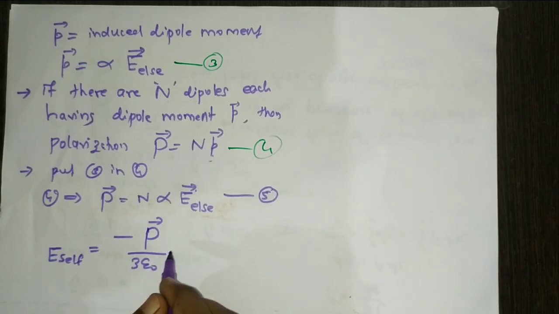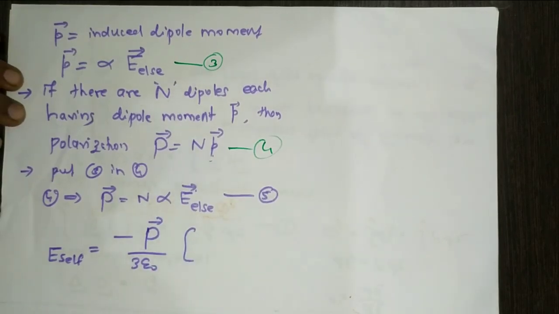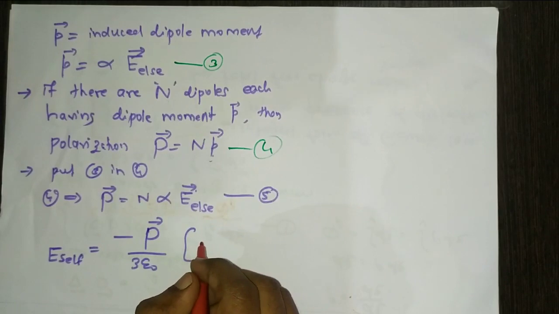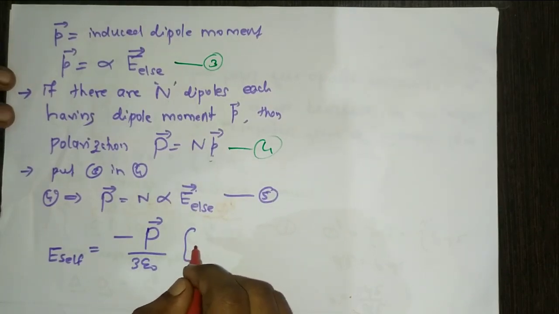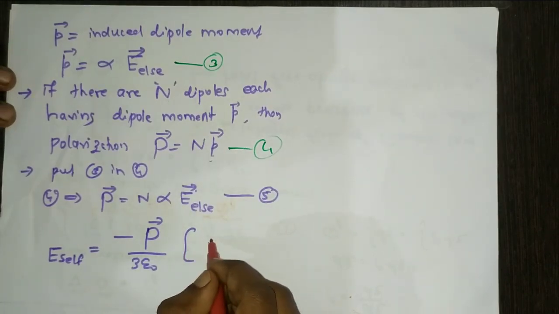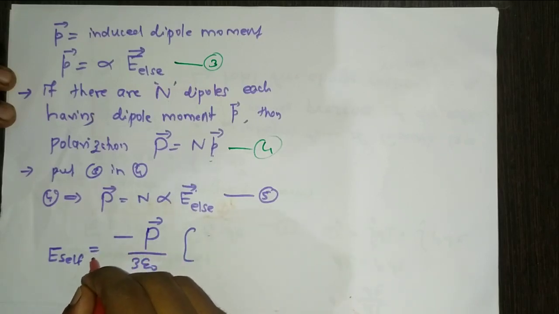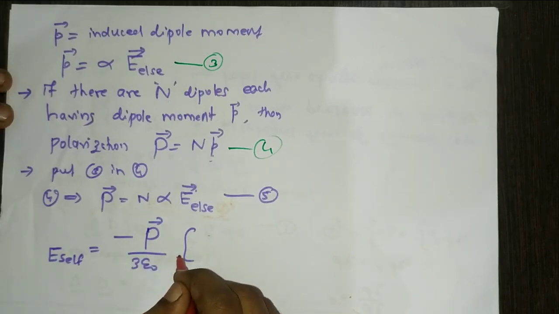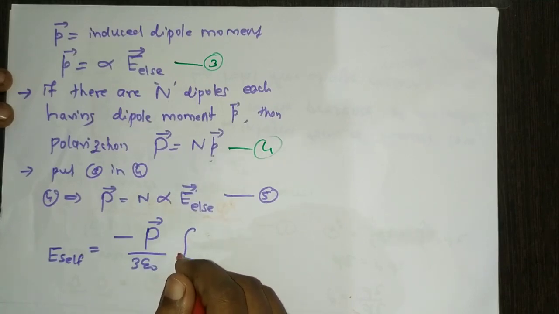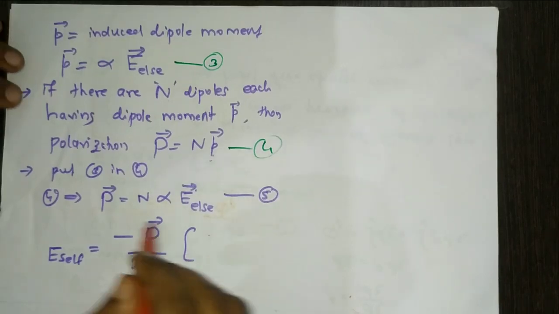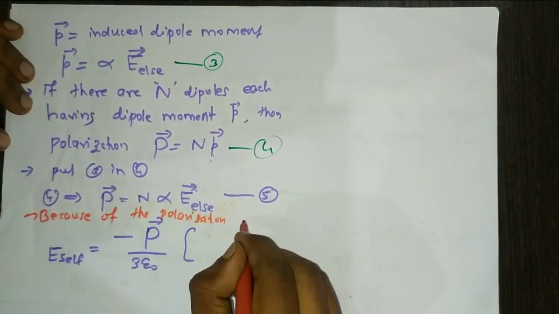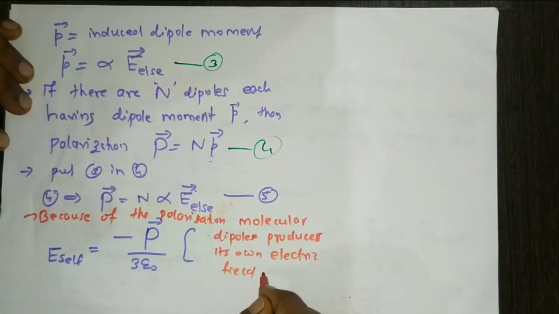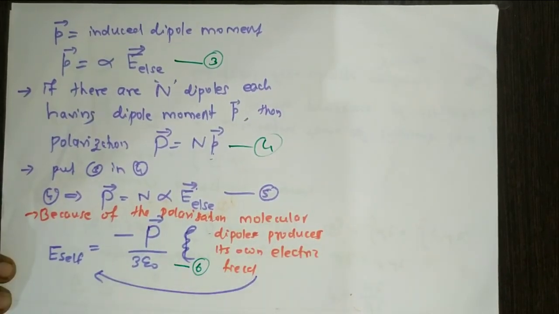Here I would like to note down those points. Because of the polarization, the molecular dipole produces its own field, that is given by this expression. This is the electric field produced because of the polarization of the molecular dipole. This is equation number 6.